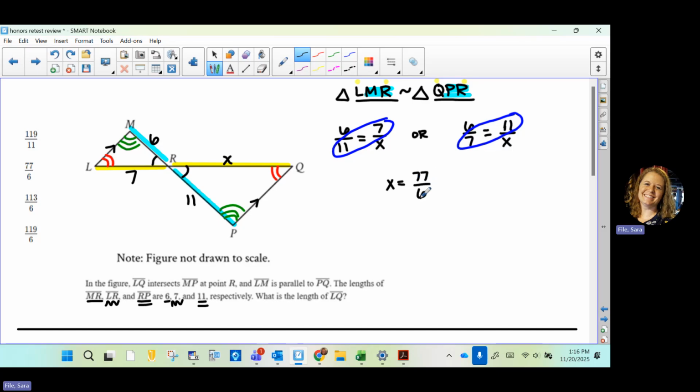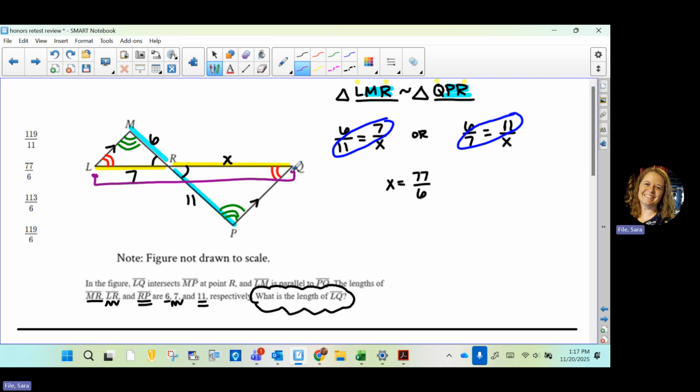Look at your answer choices. They're all fractions. Is that my answer, though? Go back and read your question. Did it ask for RQ? What did it ask for? What is the length of LQ? So L to Q is this entire thing right here.